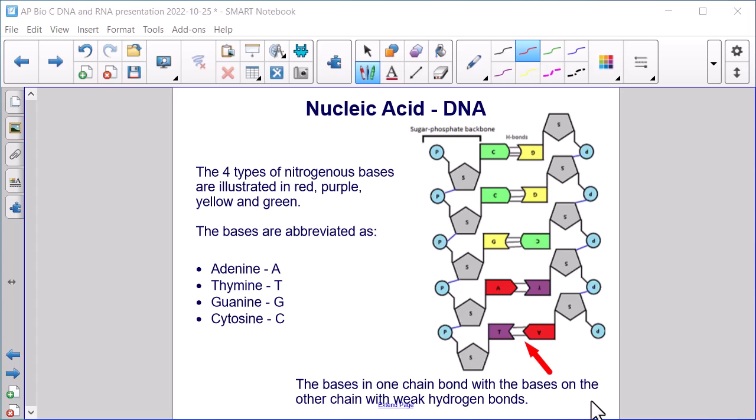Let's take a look at the nucleic acids present in DNA. The 4 types of nitrogenous bases are illustrated in red, purple, yellow, and green.